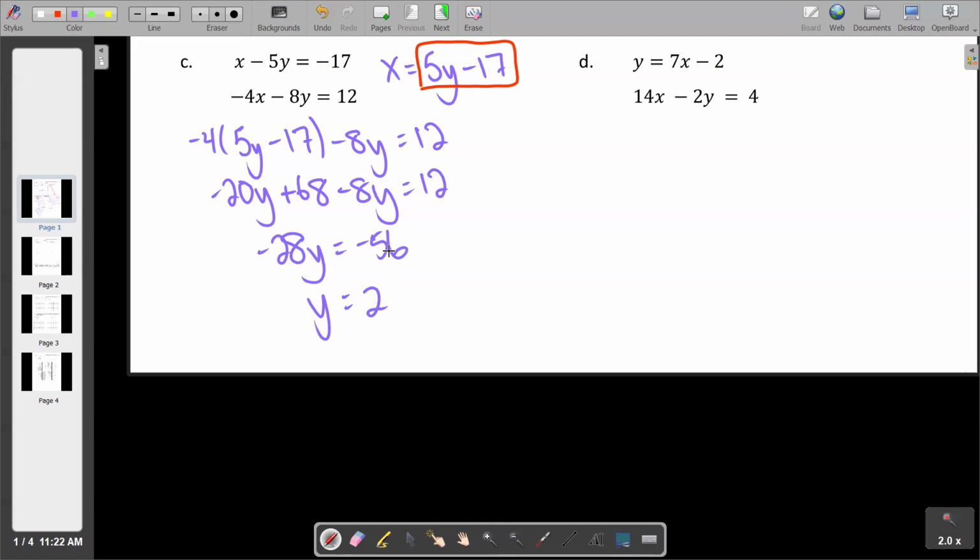And once I know y is 2, I just take it and put it right back up in the cute little box and do some little kitty math. 5 times 2 is 10, minus 17 is negative 7. And if those are my 2 values, then the answer is negative 7.